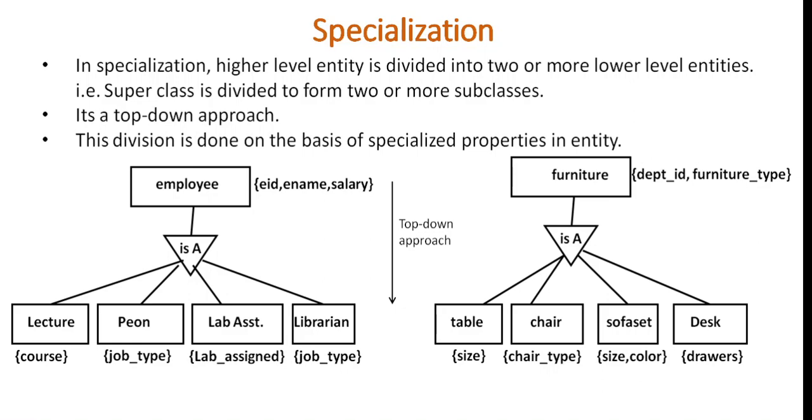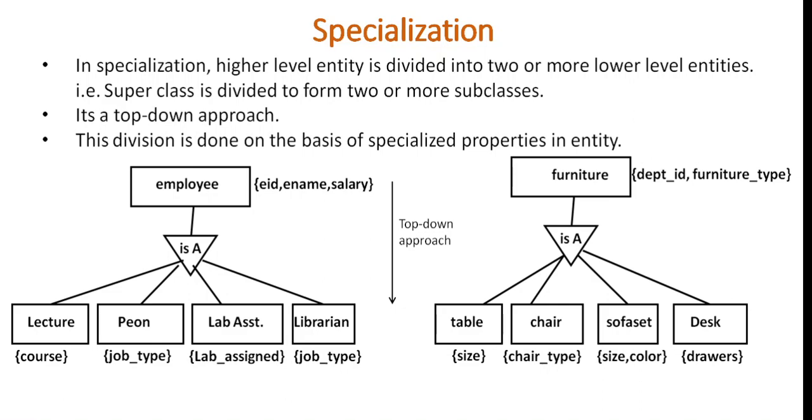Desk has drawers. So these attributes are not applicable to each other, meaning these four subclasses, table, chair, sofa set, desk, are not sharing their own attributes, but they are sharing the common attribute of the furniture entity, that is department ID, meaning the table belongs to some department, the chair is of some department, and the type of furniture. So on the basis of distinct attributes, we are specializing furniture. So this is called specialization.